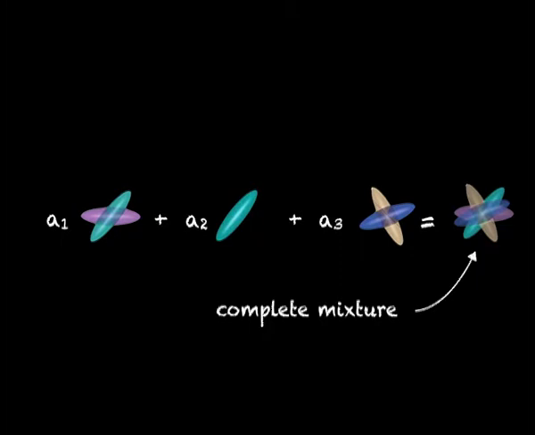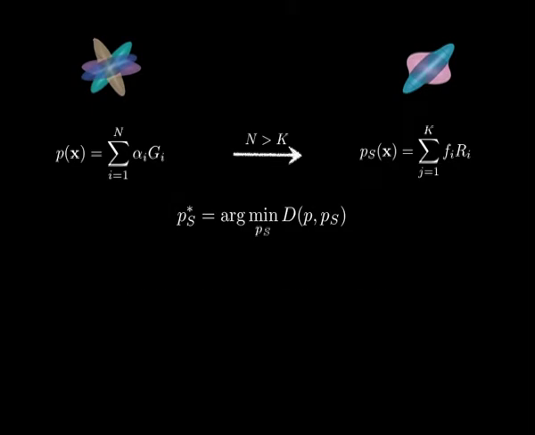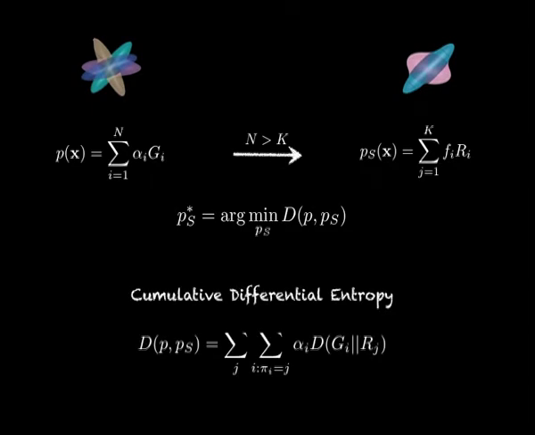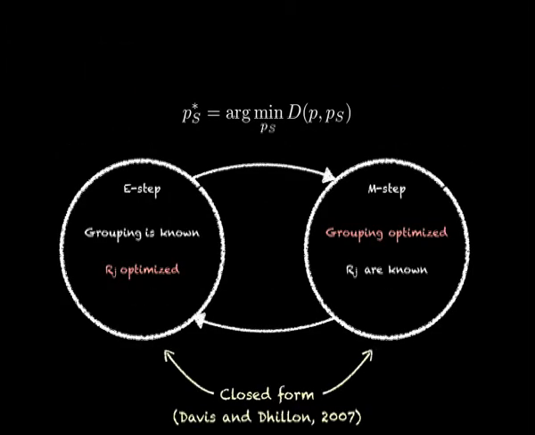This complete mixture, however, has a lot more components than the initial images, making the result more complex than the input images. We therefore want to simplify this complete mixture to obtain an image which contains as many components as the initial images. Going from the complete mixture to the simplified mixture is an optimization problem in which we want to minimize some discrepancy between the two. As a measure of discrepancy, let us choose the cumulative differential entropy. We can optimize the parameters of the simplified mixture in an EM scheme.